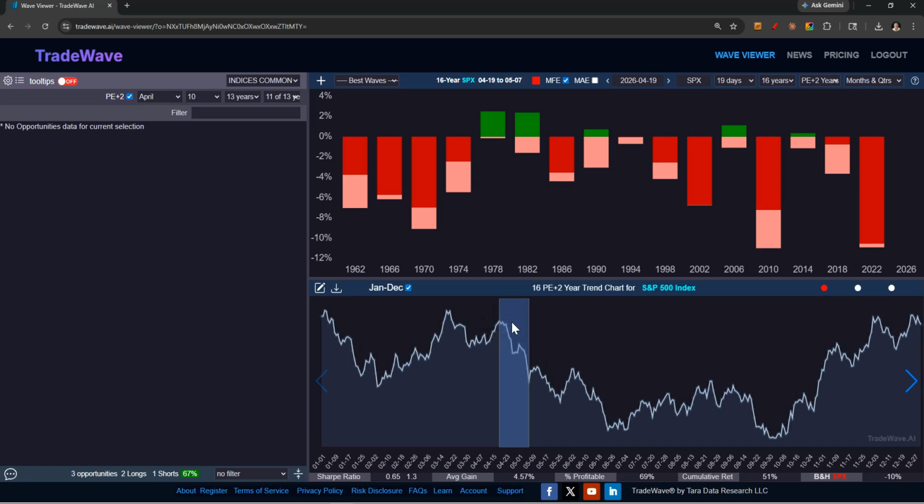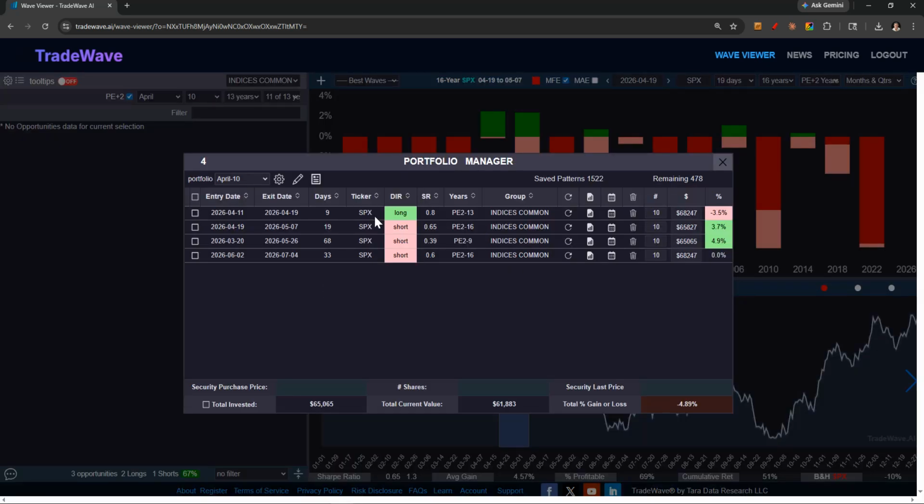Overall, the sentiment is down. We know that the fundamentals and geopolitical sentiments are down. And look at what TradeWave shows us. A major drop right here. How about the rest? How about the 68-day?